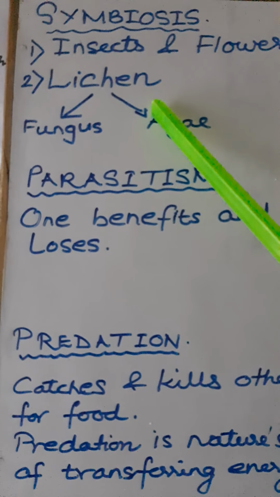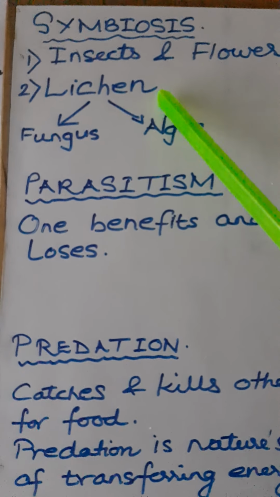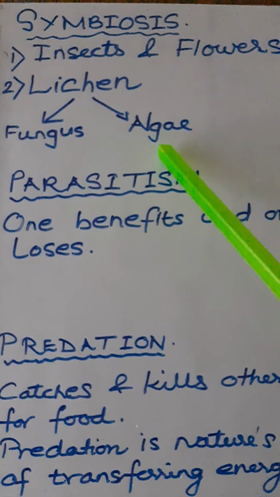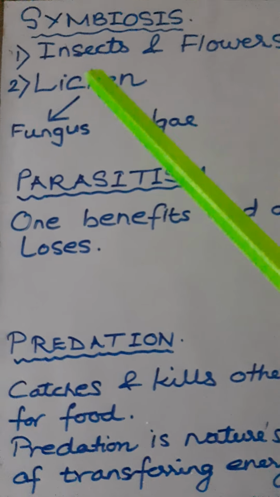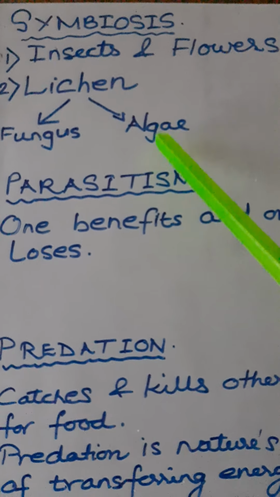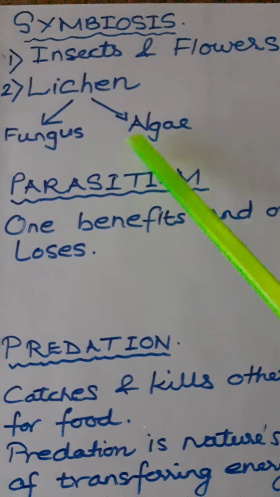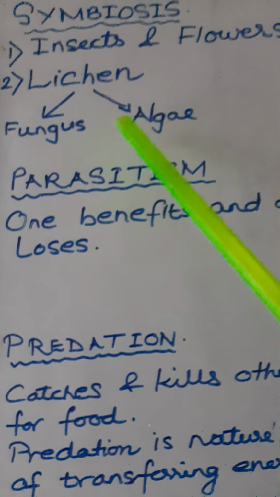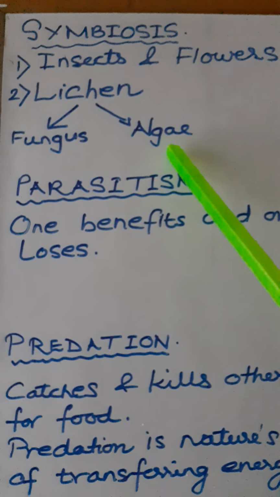Another example in symbiosis is the lichen. In the lichen, you have the fungi and the algae that stay together. The fungus supplies water, whereas the algae prepares food and gives it to the fungus. So both of them are in a very good relationship. Both are benefiting. This type of relationship is called a symbiotic relationship.